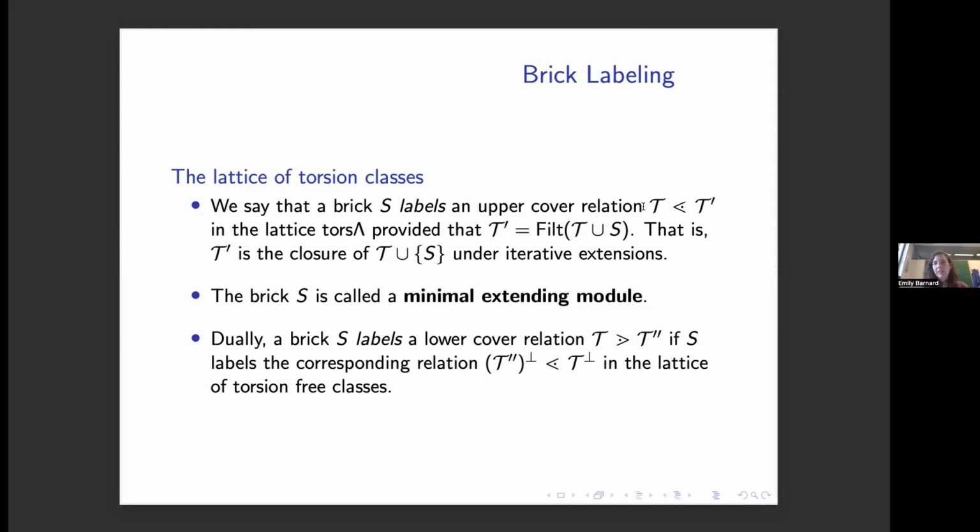Okay, and we're going to label that edge by a module, which happens to be a brick. It's S here, so that when you add S to the smaller torsion class and close under extensions, you get this one step bigger guy. You can extend this to labeling cover relations down, but if you want, just focus on moving up, so growing your torsion class.